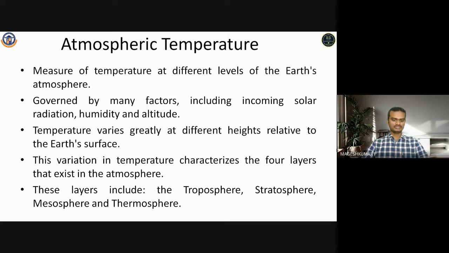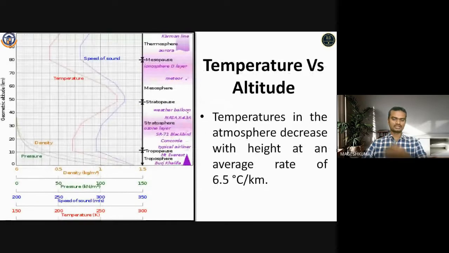This variation in temperature characterizes four layers that exist in the atmosphere. Actually, the layers are troposphere, stratosphere, mesosphere, and thermosphere. This stratification is mainly based on the temperature variation in the atmosphere. And in this figure, you can see the variation in temperature in different layers of the atmosphere.